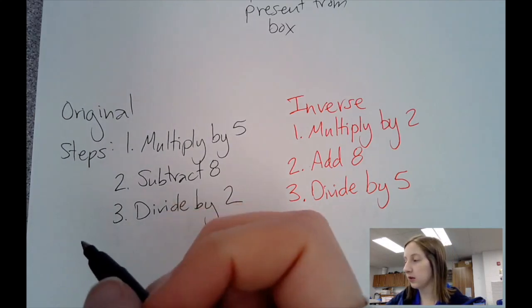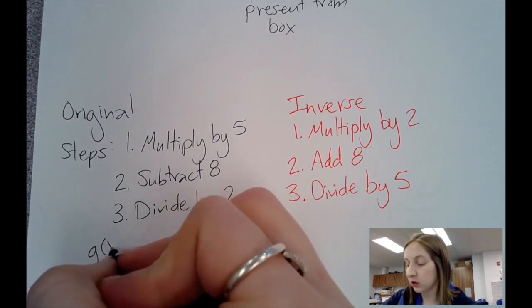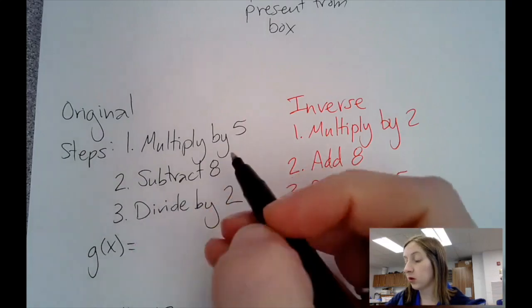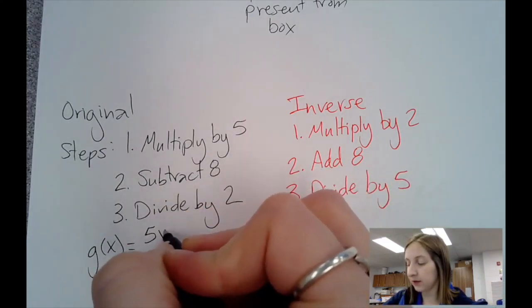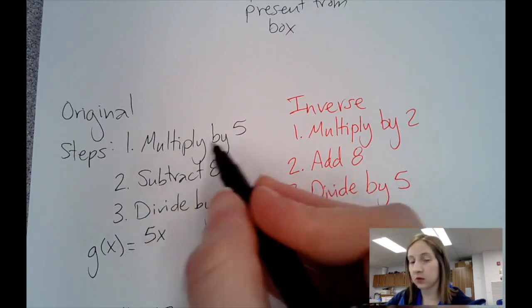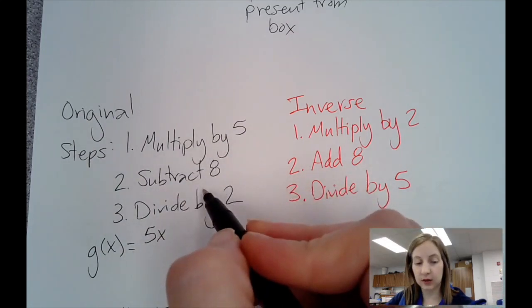Now we're going to actually look at these as functions. So this is g of x. We start with x and we multiply it by 5. So x multiplied by 5 is 5x. Then we take the result of that and we subtract 8.